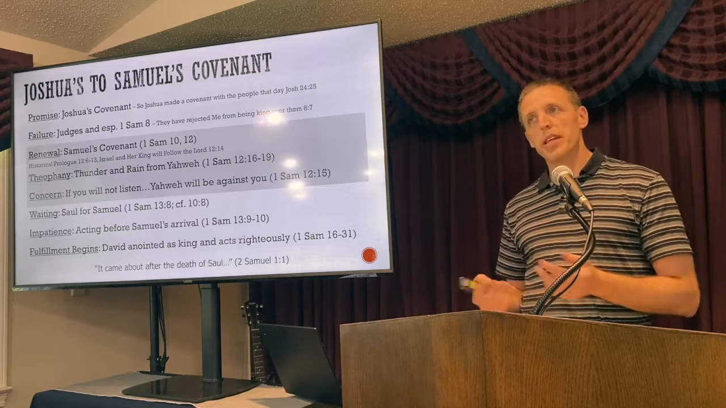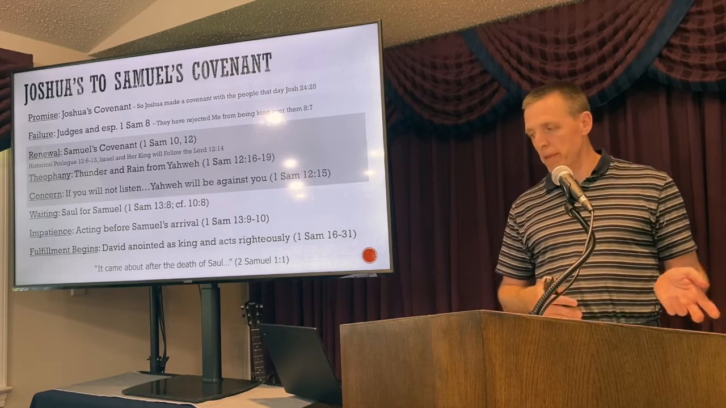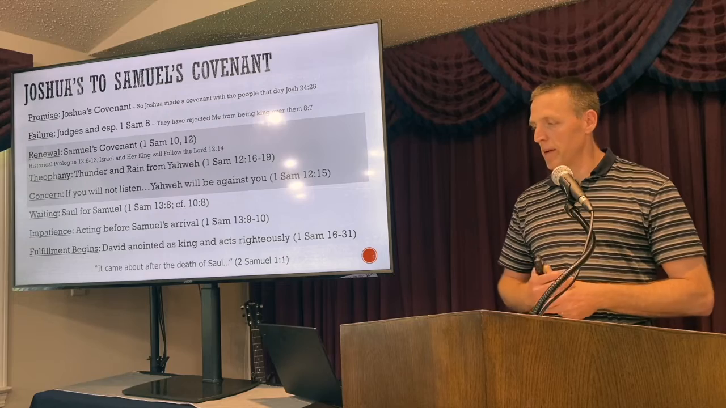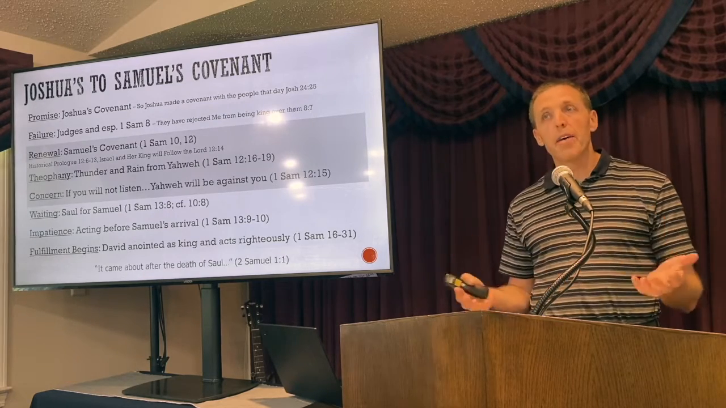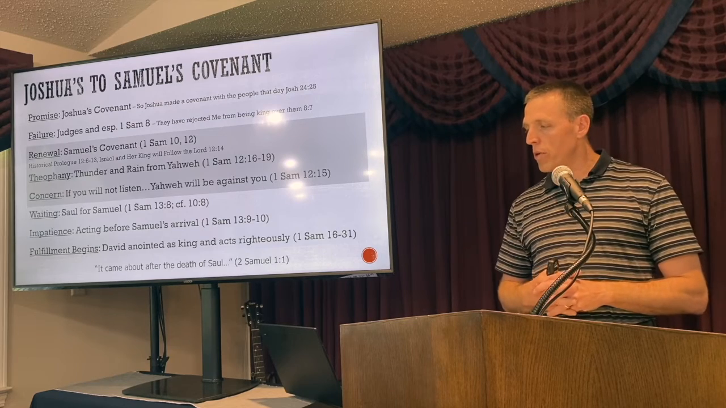Now, Joshua to Samuel's covenant. Again, you may say, what's Samuel's covenant? I don't remember that one. Just let me explain what I mean by that. Okay, Joshua's covenant is Joshua made a covenant with the people at the end of Joshua 24.